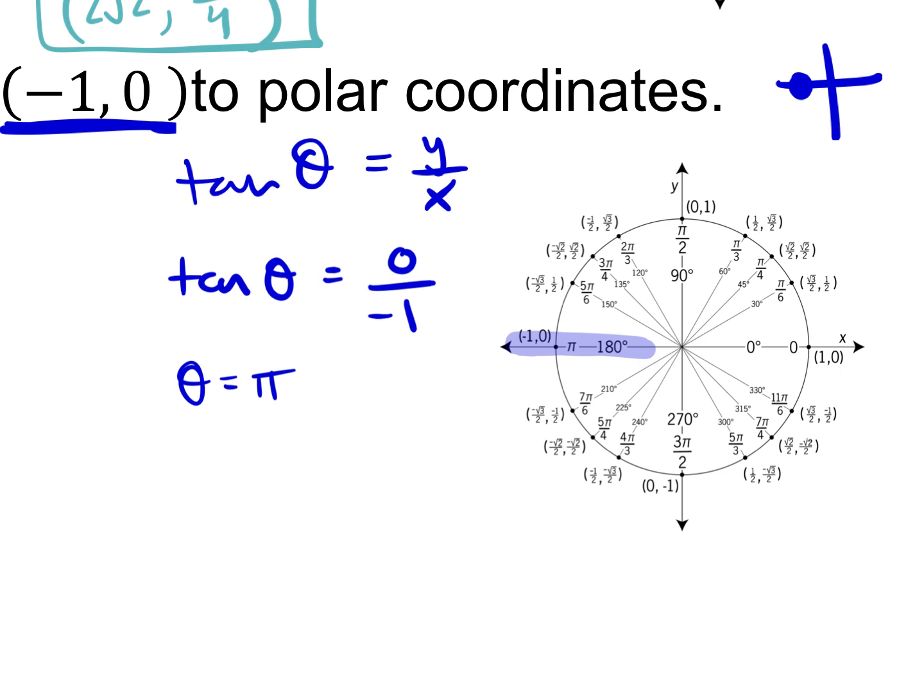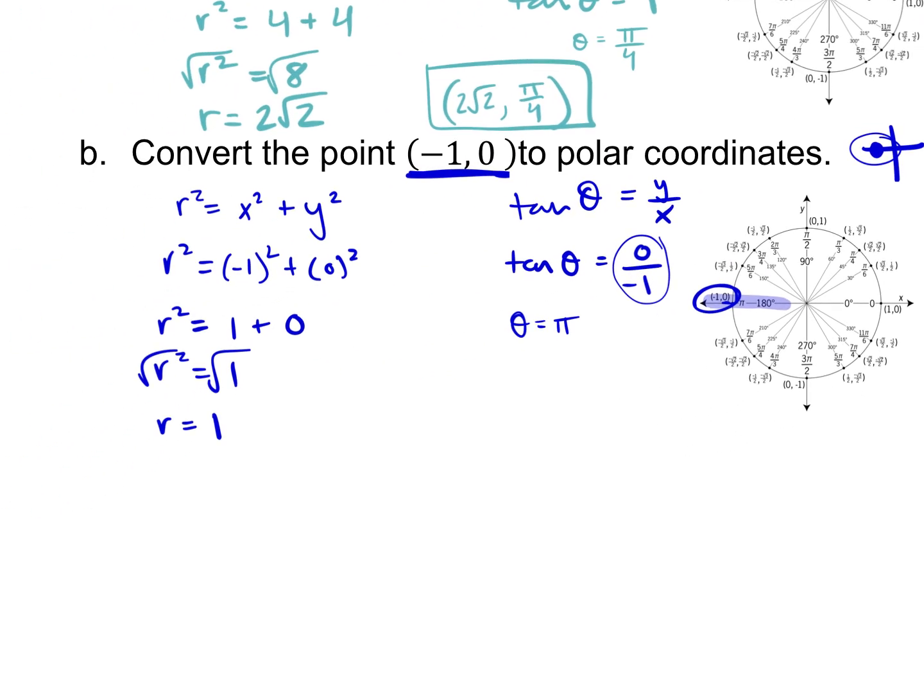Because 1, we knew where we graphed it was going to be on the x-axis, and 2, y over x would be 0 over -1 at this point. So our point would be 1, pi.